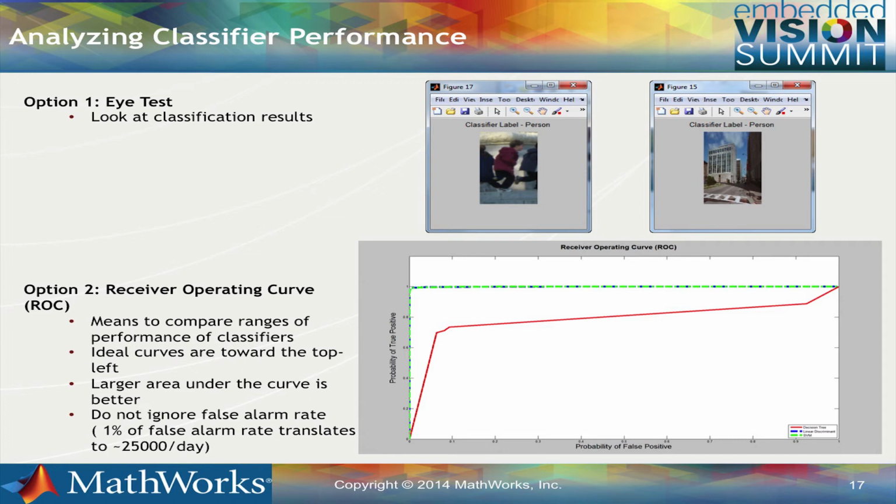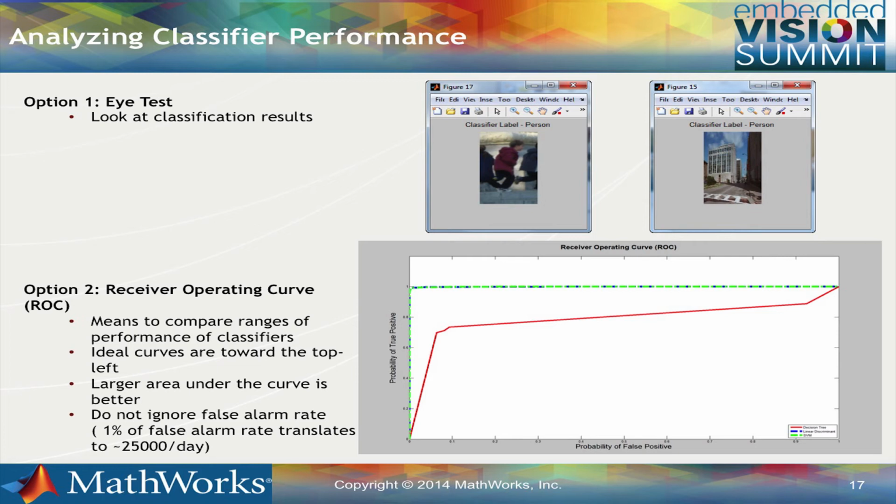Now, the good thing about the eye test is it can tell you where you're making mistakes. So I might run my classifier through a few different images, and I find that I'm mistaking skyscrapers for pedestrians. Now, what that tells me is I don't have enough skyscrapers in my training set, so my classifier is having a hard time discriminating skyscrapers from pedestrians.